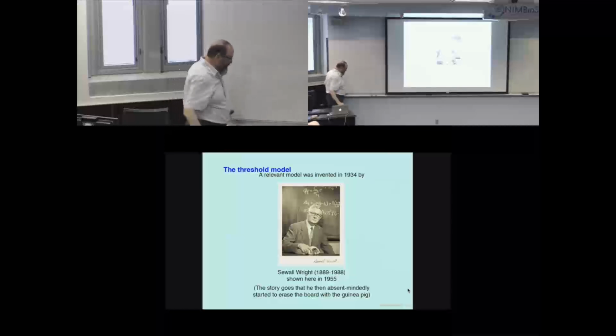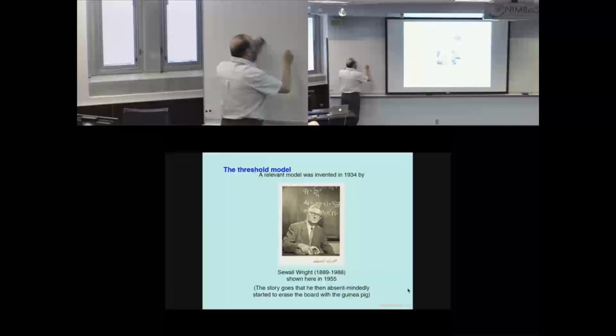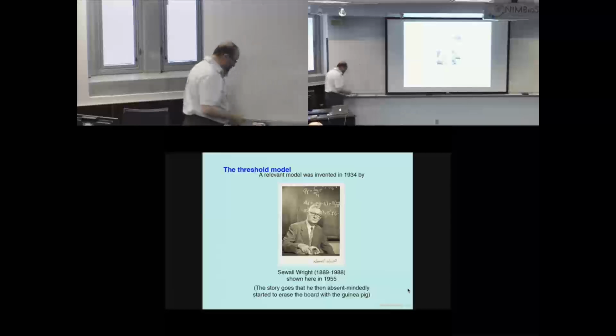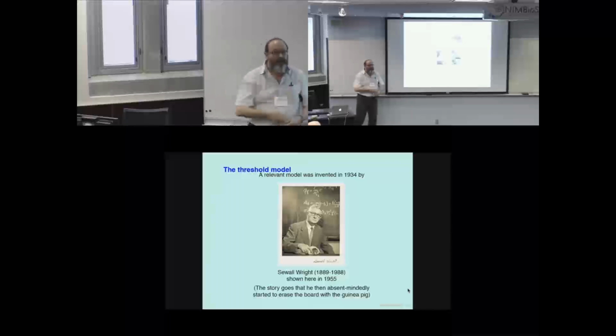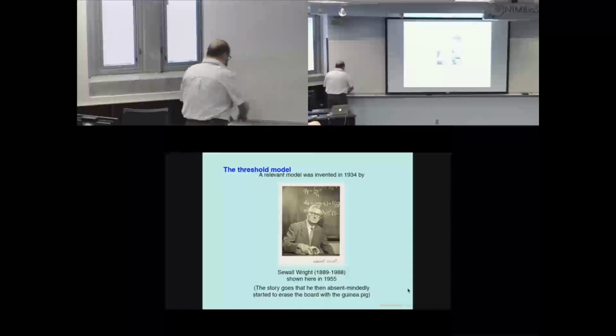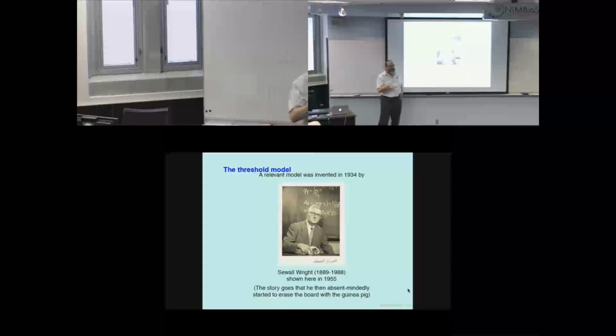He often had an eraser in the other hand, and as he went along, he would erase what he wrote. He would typically dress in a three-piece suit with a vest, and he would put the eraser under his arm. So when he was doing this, he could always have access to the eraser. Okay. Sewell Wright always furiously denied that he had erased the board with a guinea pig.